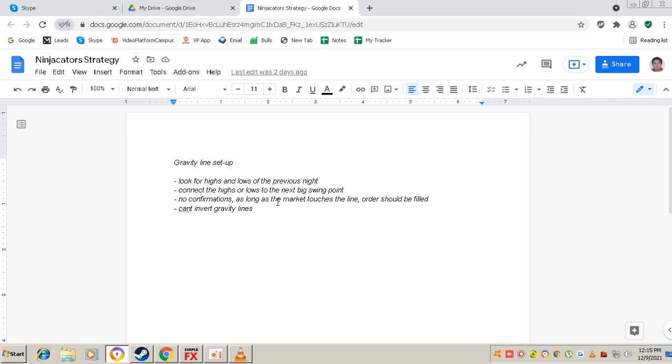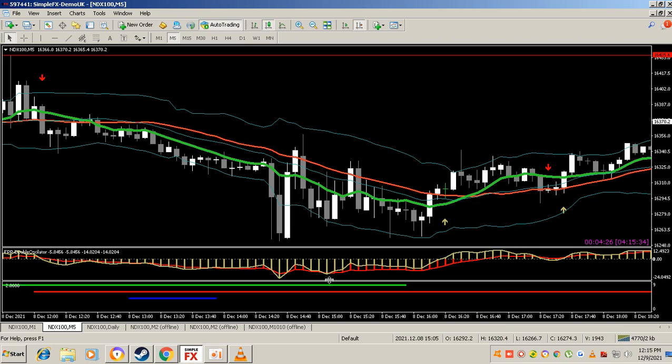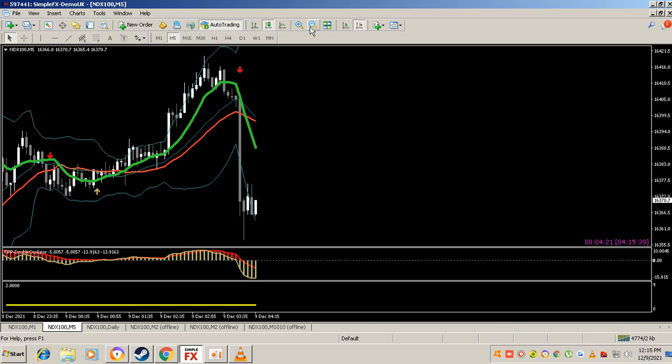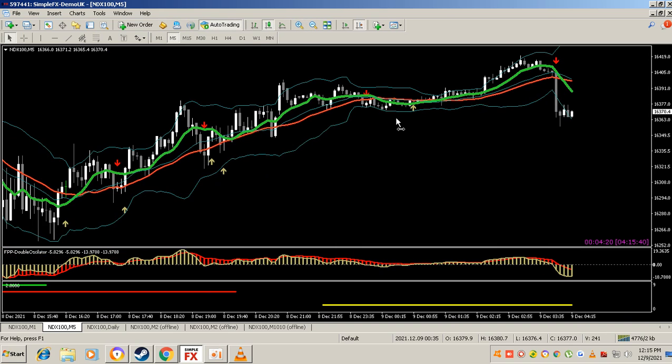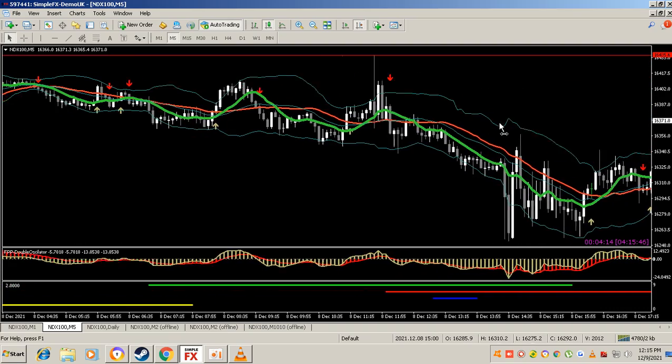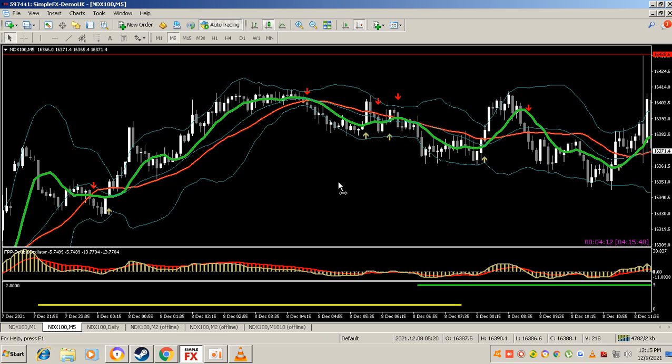It doesn't really coincide much with our existing strategy, but we're here to learn new things, and this is one of them. So let's say, for example, this one right here, the previous night. For example, this one right here. This is the end of day.